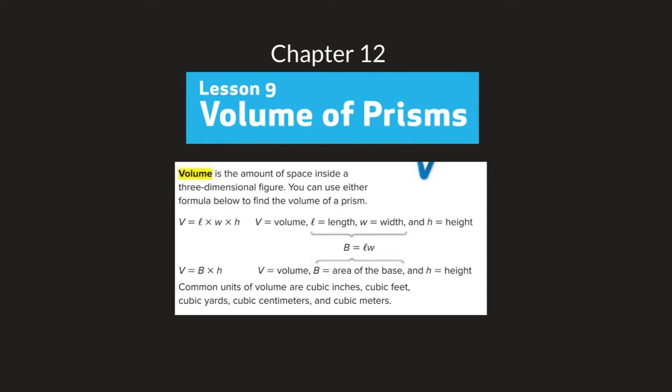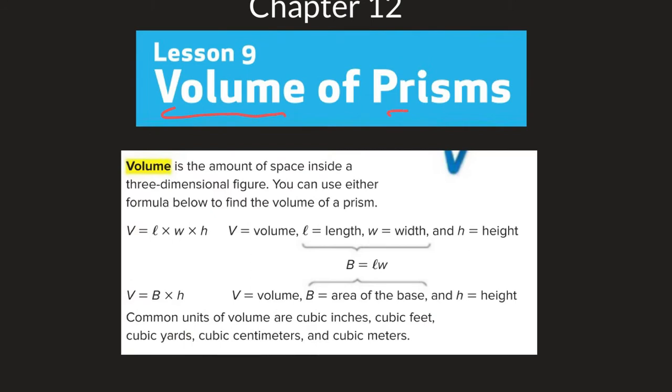Today we're going to be talking about volume of prisms. So volume is the amount of space inside a three-dimensional figure. You can use the formula below to find the volume of a prism. We do length times width times height. So it's kind of like area, which is length times width.